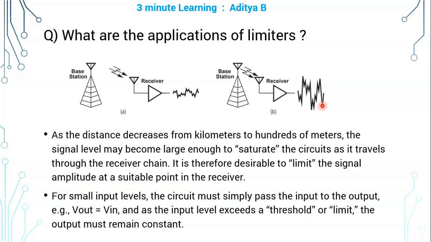Because of this high amplitude signal, the signal sometimes might become large enough to saturate the circuits as it travels through the receiver chain. It is therefore required to limit the signal amplitude at a suitable point in the receiver. For small input levels, the circuit must simply pass the input to the output, for example in case A, that is Vout is equal to Vin, whereas in case B, if the input exceeds a threshold or limit, the output must remain constant. That is, we have to clip the waveform, we have to slice the waveform.